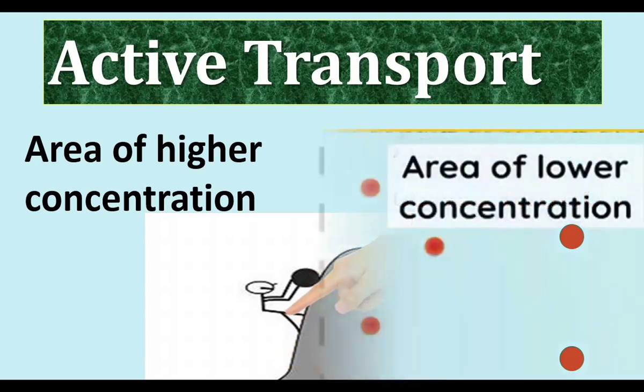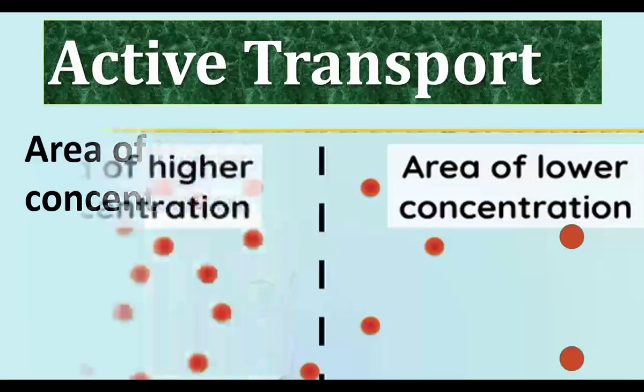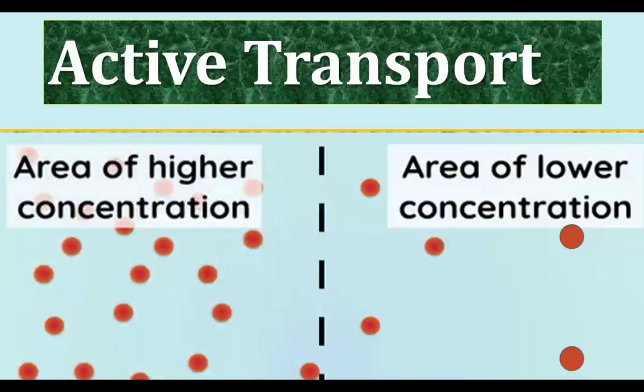Let us see the movement of substances or molecules in active transport. The movement starts from the area of lower concentration and takes place towards the area of higher concentration. Molecules move from their lower concentration. So this process needs energy.